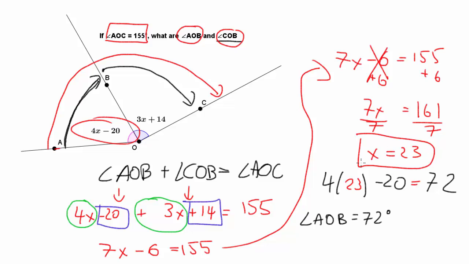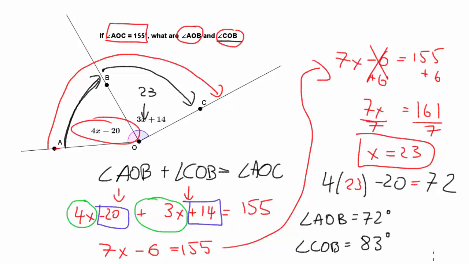Using the same method, you can find angle COB. Replace this x with 23 and simplify this expression. 3 times 23 will be 69, plus 14, it will be 83. So angle COB is 83 degrees.